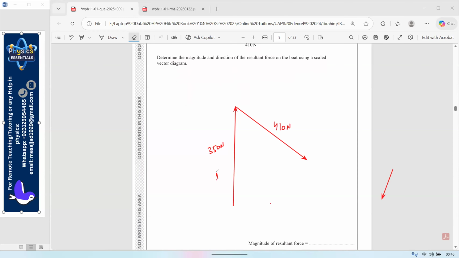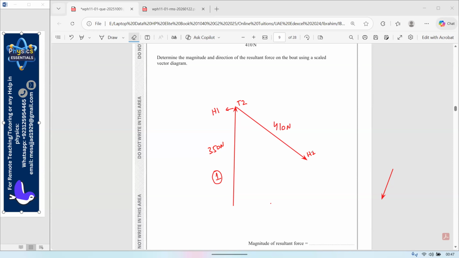This is the first vector, and the head of the first, which is this, is connected with the tail of the second vector. And if there would be any third vector, it should be connected with the head of the second to the tail of the third, and so on. And when you have done all that, without changing the shape, the orientation, or the direction, just copy the vectors as they are.